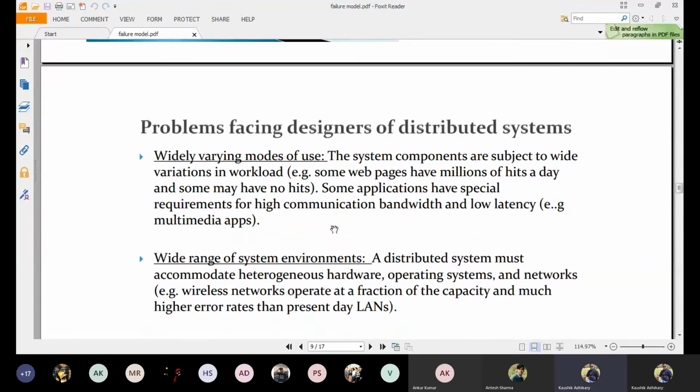So these were the different fundamental models in the distributed computing system, which I discussed. The three types are interaction model, the failure model, and the security model. Now, I'm going to discuss the different problems that are faced by designers of distributed systems.